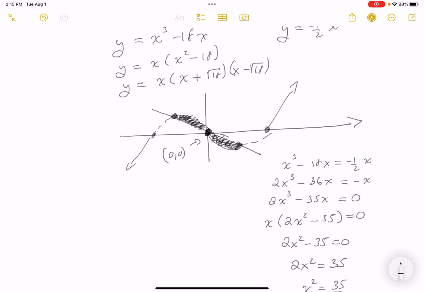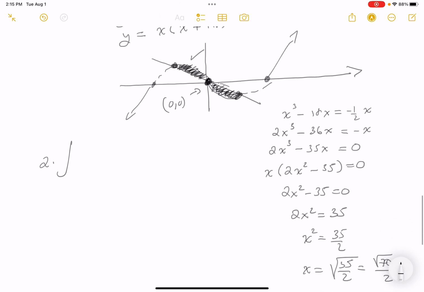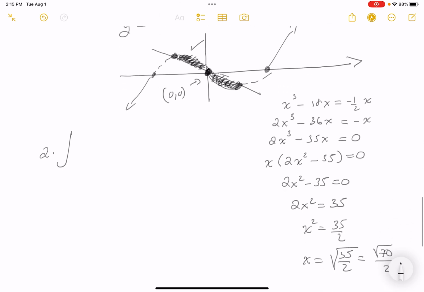So whatever this area is, it's 2 times something. Now, which one am I going to choose? I'm going to choose this one here. Now, where does it start? Oh, I got it right over here: minus root 70 over 2. By the way, I forgot to put plus or minus here. Sorry about that. Okay? And where does it stop? At 0.